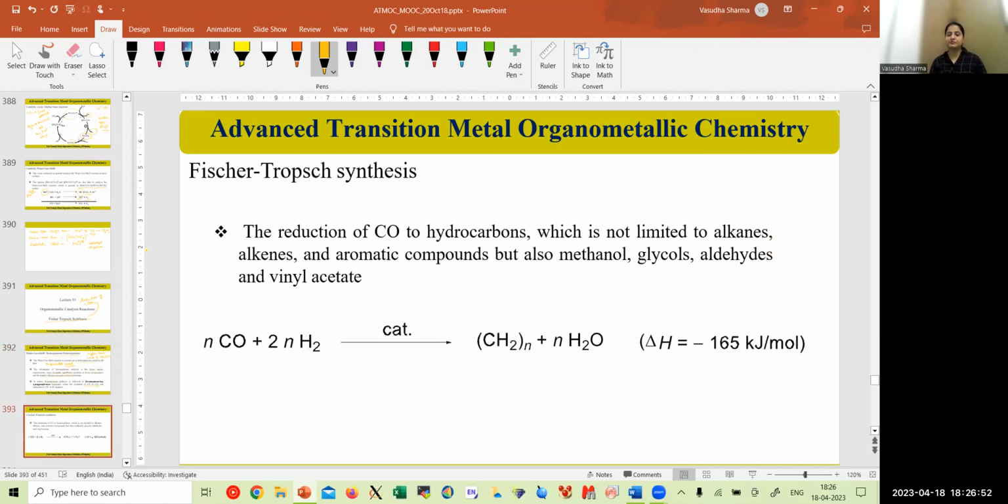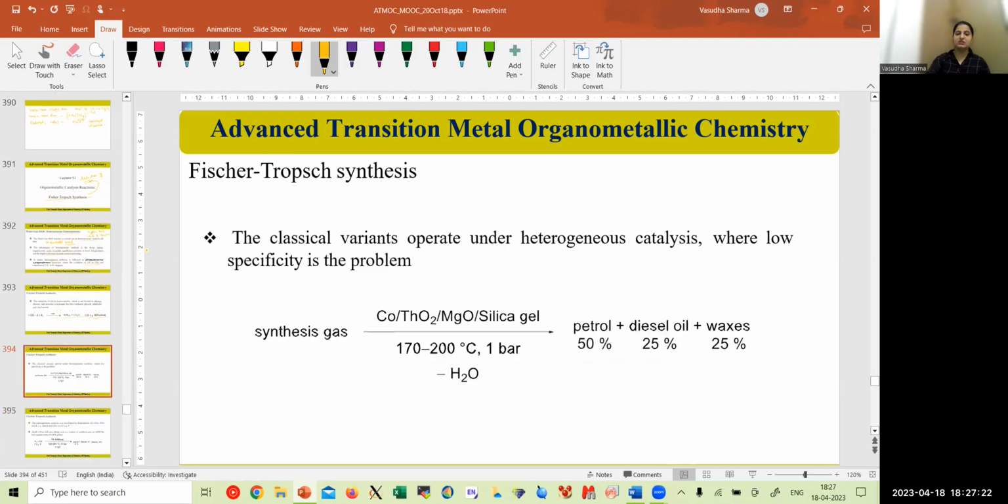Now we are moving to the Fischer-Tropsch synthesis. This is your carbon monoxide to hydrocarbons process, the reduction of carbon monoxide, which is not limited to alkanes or alkenes, but can also synthesize methanol, glycols, aldehydes, and whatnot. So if we are treating n moles of carbon monoxide with 2n of H2 using a particular catalyst, it will end up giving a hydrocarbon or whatever you want to have. So this is the energy thing.